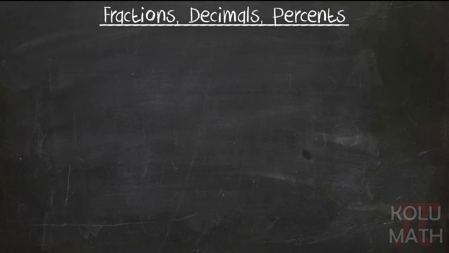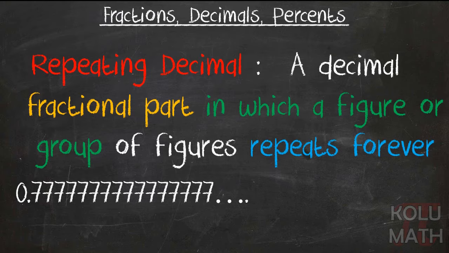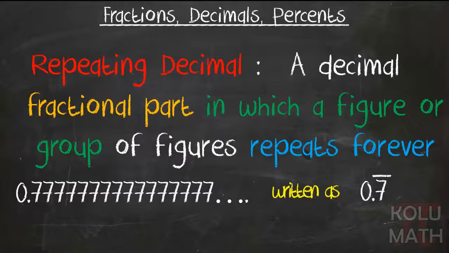Now, a repeating decimal is a decimal fractional part in which a figure or group of figures repeats forever. So before, in the last problem, we were coming up with 0.777777777777777. We can actually write that in shorthand. We can write it just like this. 0.7 with a line over the 7. And that line goes over the part of the decimal that repeats.